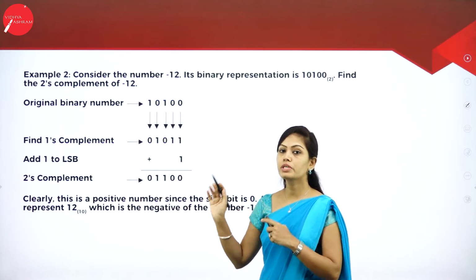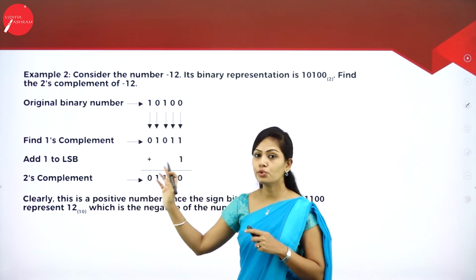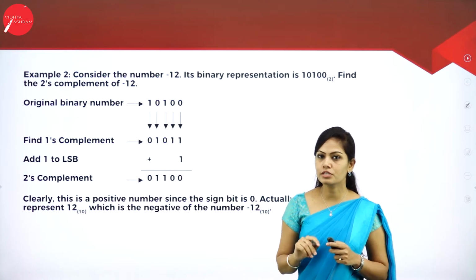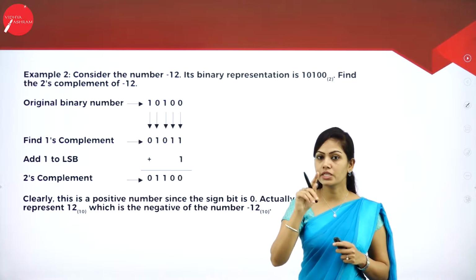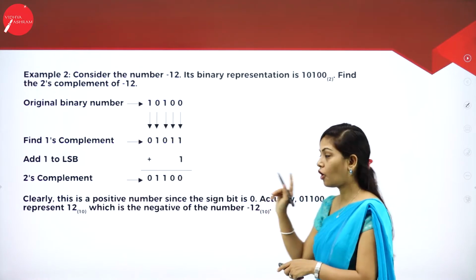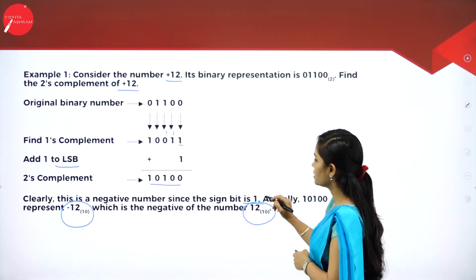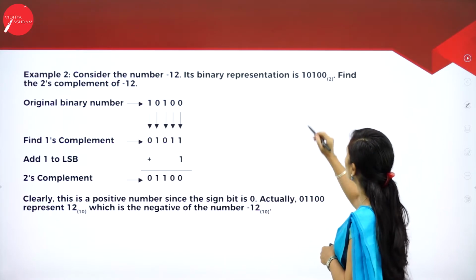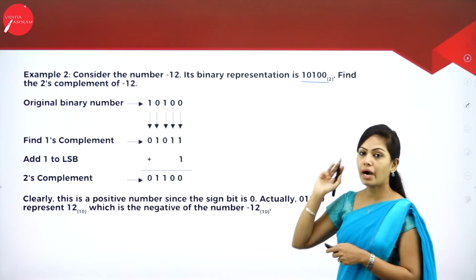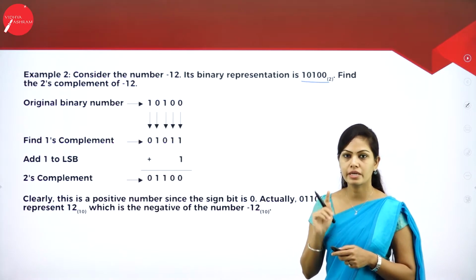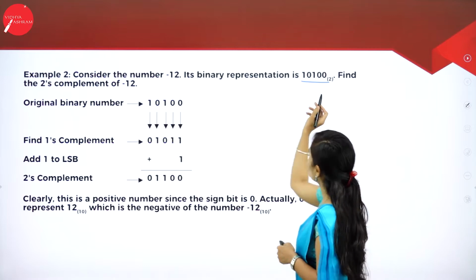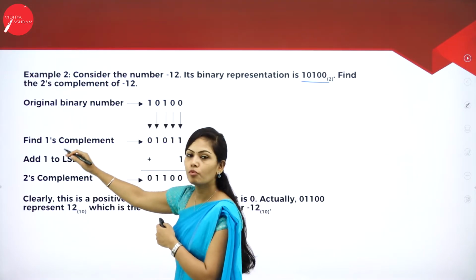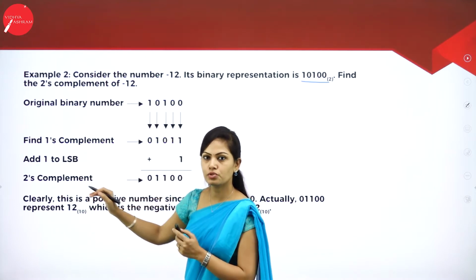Next we have minus 12. We have to convert it into plus 12 using the 2's complement method. So what is the binary value of minus 12? You should not use the 8421 method for this minus 12. Already we found the value of minus 12, that is 10100. So 10100 is your minus 12 binary representation. Convert this into 1's complement and then 2's complement.